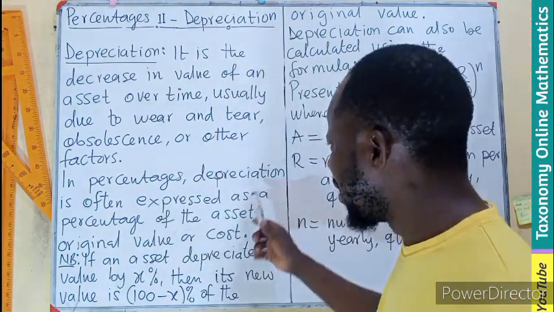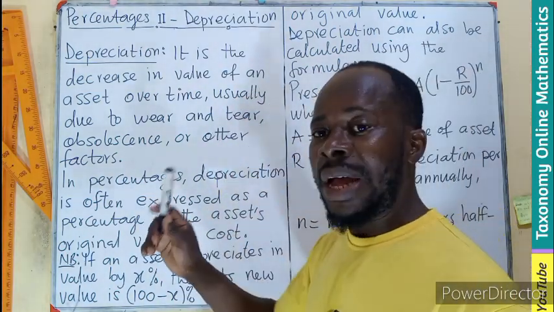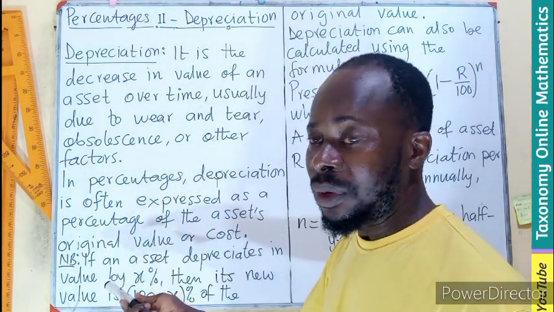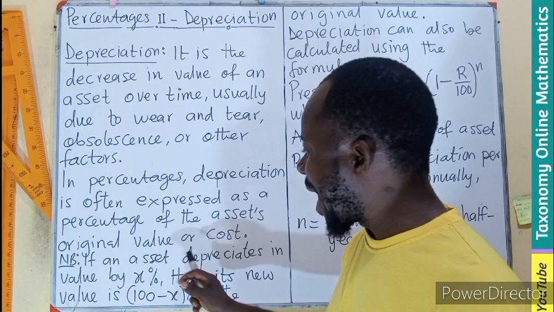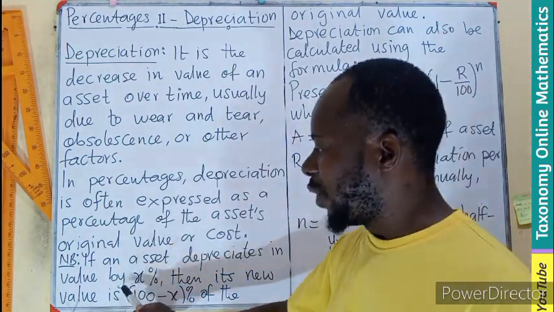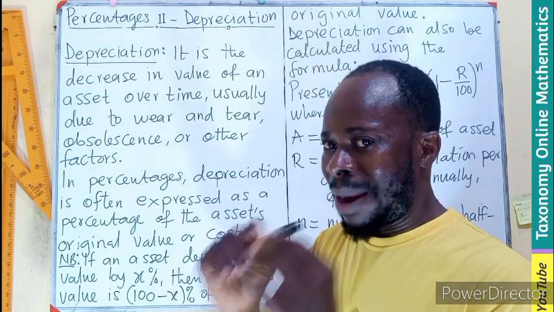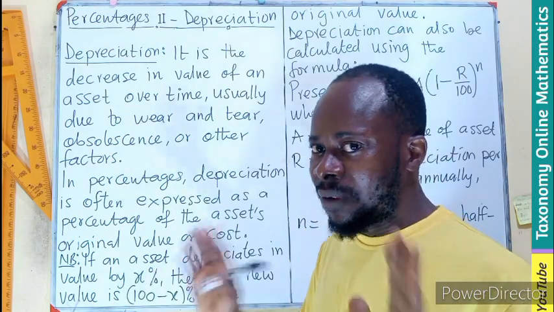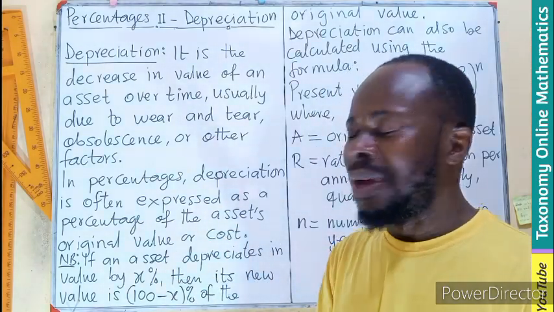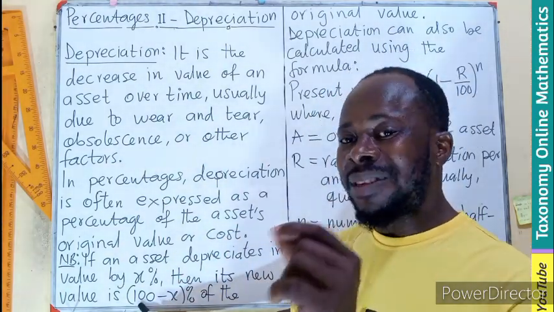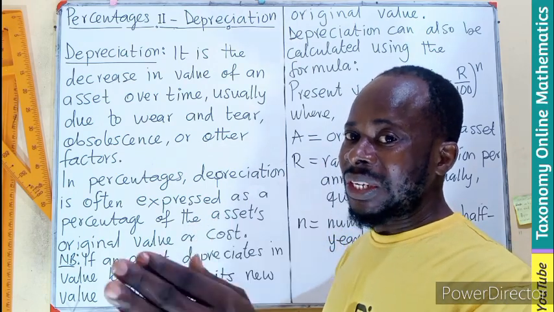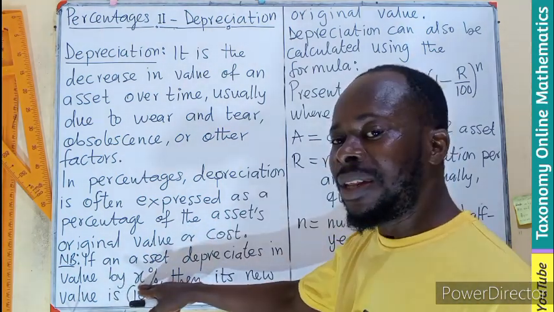So in percentage, depreciation is often expressed as a percentage of the asset's original price or the original value. So what are we saying? We are saying that if an asset or an item depreciates in value by X percent, a number of percentages, 10, 15, 20, 50%, then the original state is the 100%. As it is decreasing, there is a reduction in the 100% by that percentage.